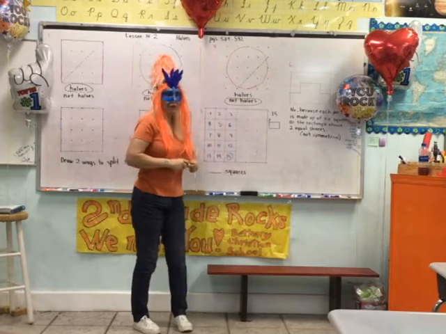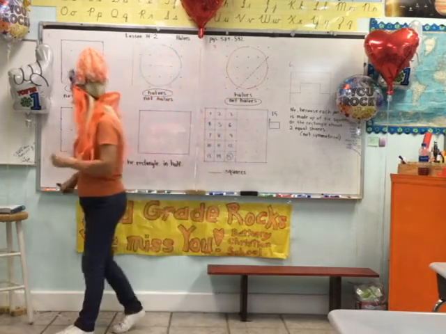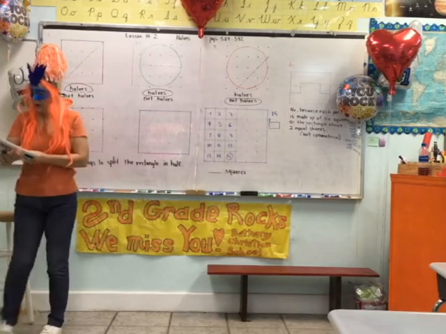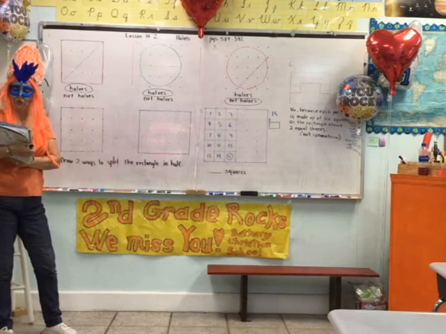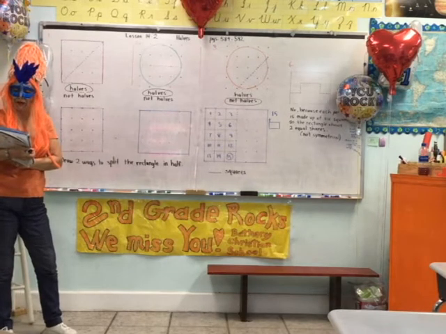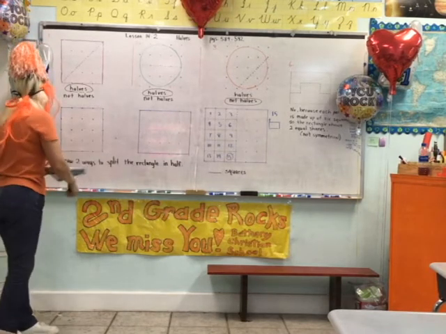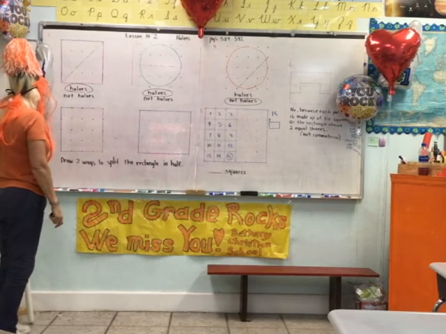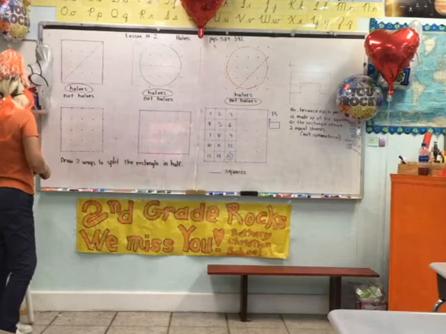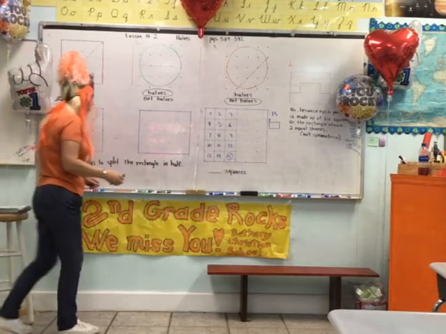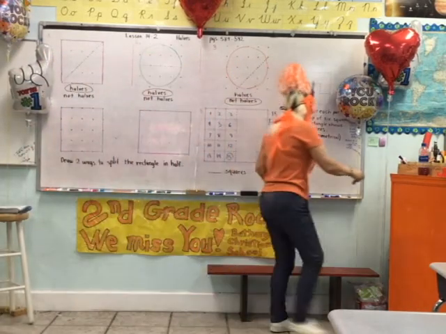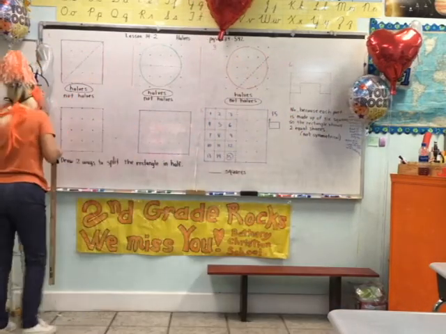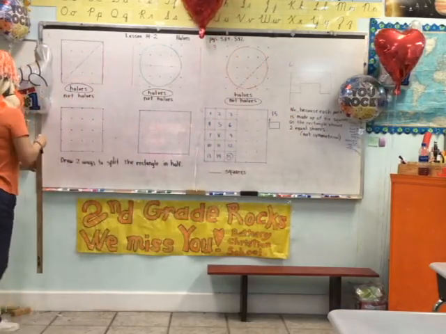Okay, now let's come over and let's look at number 4. Number 4 says, draw 2 ways to split the rectangle in half. Okay, we have the same rectangle, the same amount of space cut out in these rectangles, and so we're going to see what half would be. There could be different ways you could do the halves. I'm going to get this. I'm going to use a yardstick. You can use a ruler or something with a flat edge, and you can do it either way.